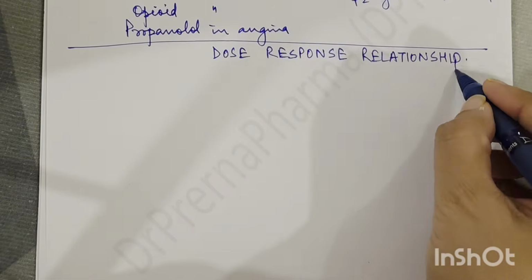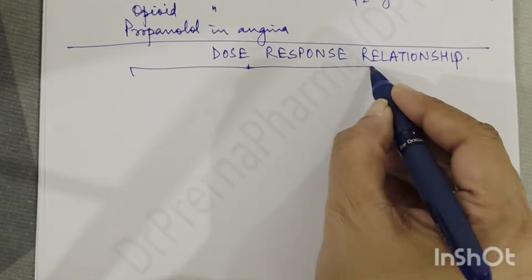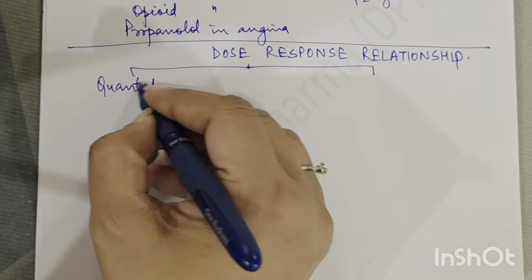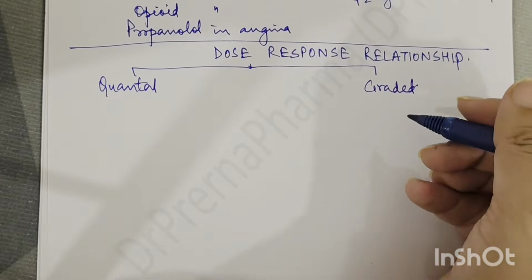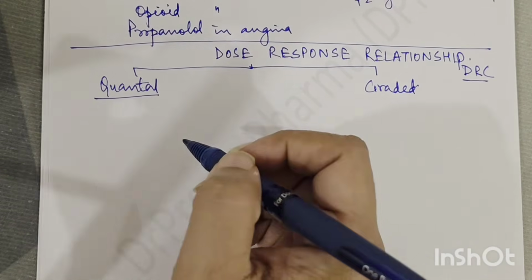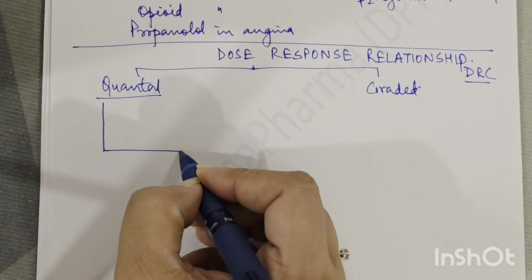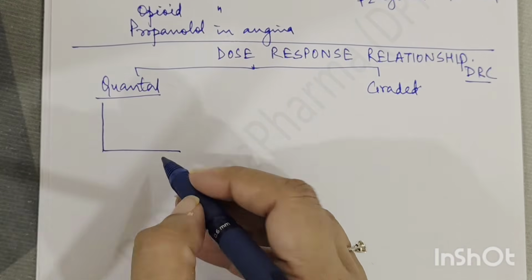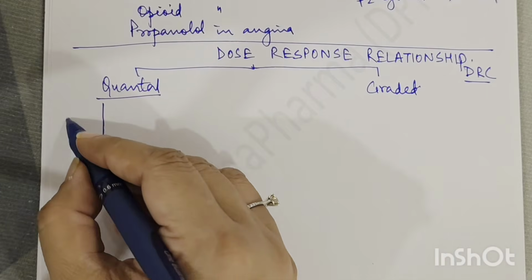Okay, now the dose response relationship is projected by two methods. One is quantal and one is graded. That is the dose response curve we are talking about. Okay? Now, what is quantal basically? In quantal, they plot the dose here and the response here.